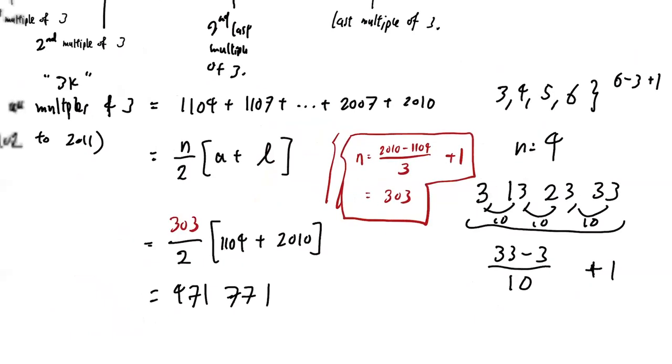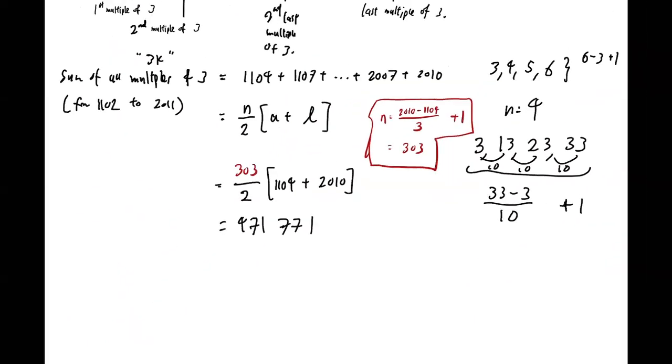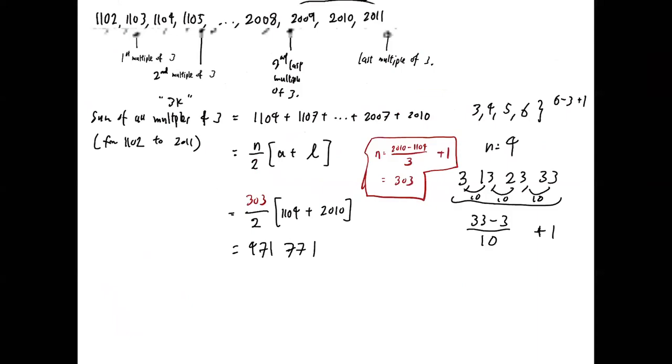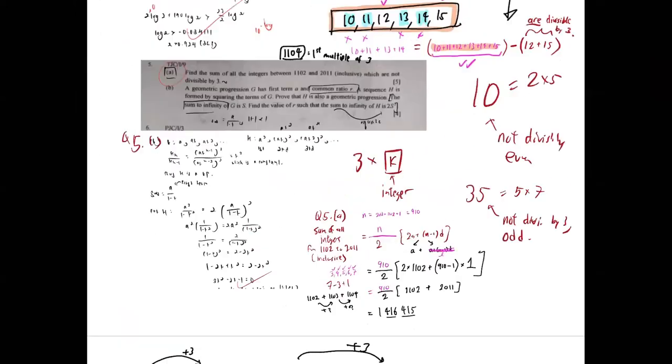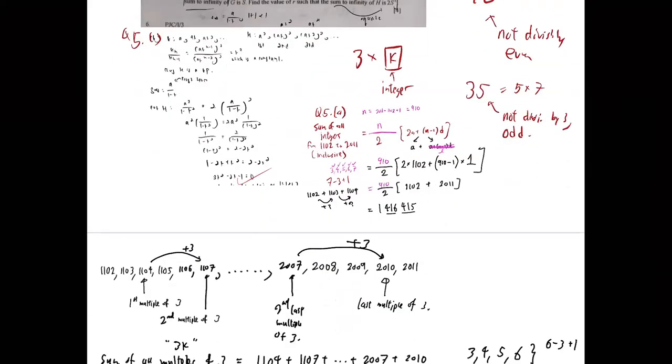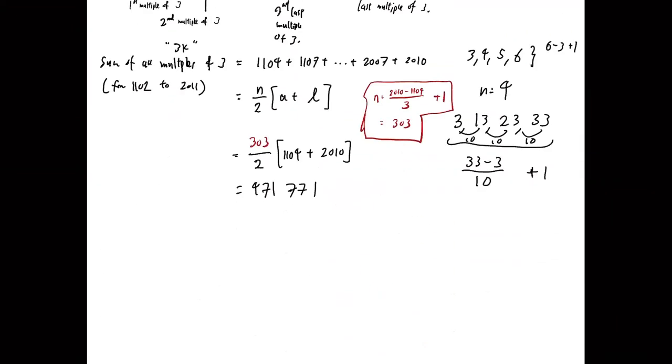Okay, good. So now that we have obtained the sum of our multiples of 3, and also we got our previous total to be 1416415, what can we do to find the sum now? Big minus small, right? So basically 1416415 minus 471771. Then we will get our answer. The answer equals this. I'll leave it to you to figure out. Okay, good.